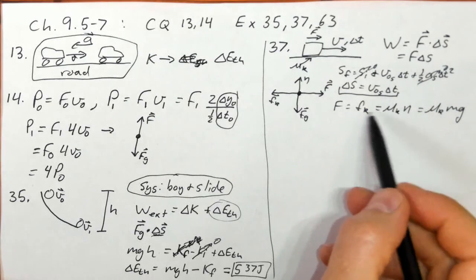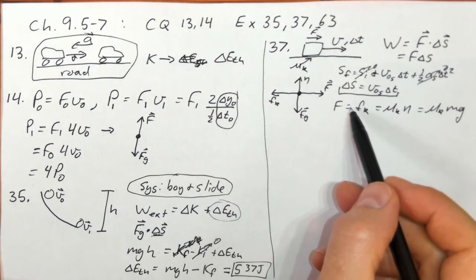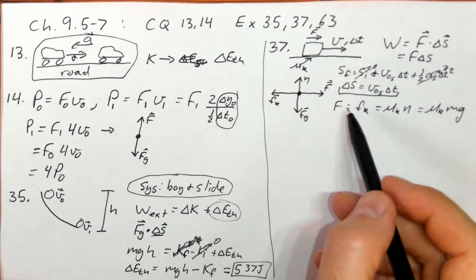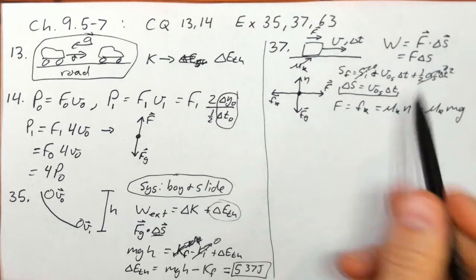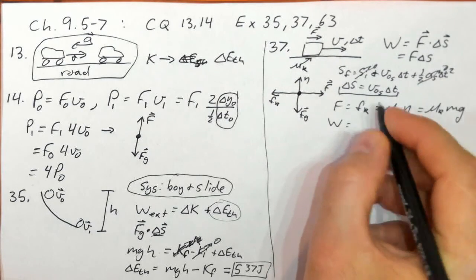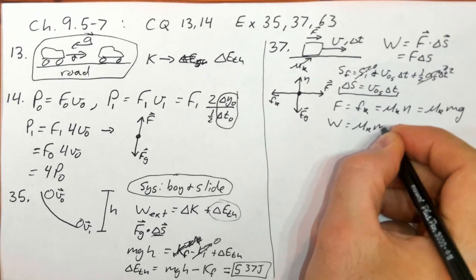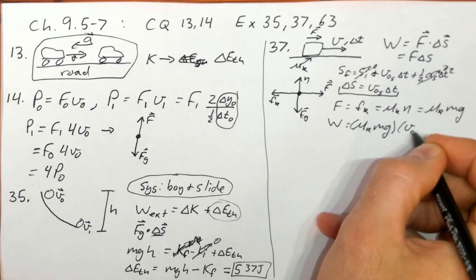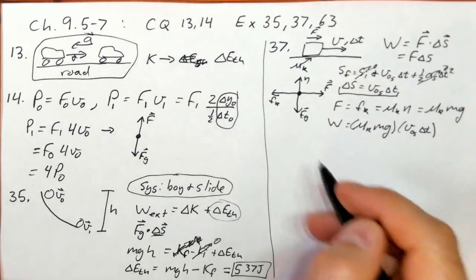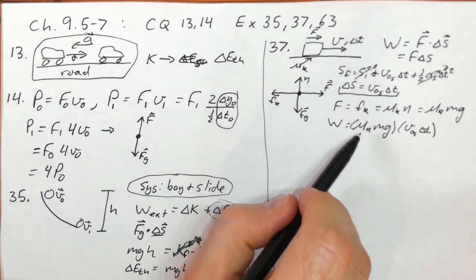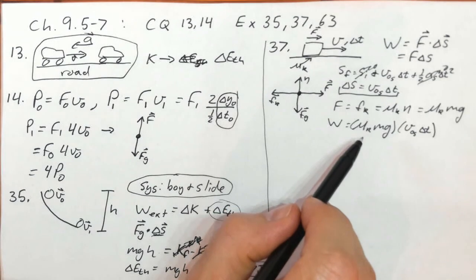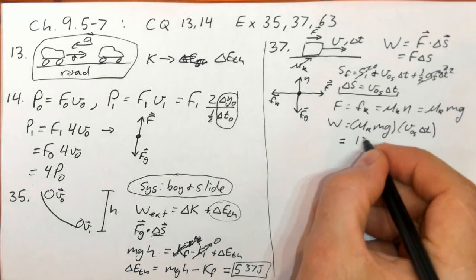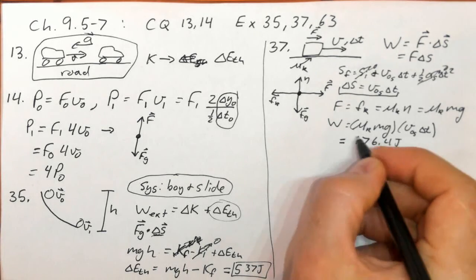Okay, and again, I use Newton's second law to equate these two together, and Newton's second law again to equate these two together. So now we have F and delta S, and we can find the work done. We have mu k mg times v0 delta t, and we have all those numbers. You have to look up the mu k in chapter 6. The value is 0.6 for steel on steel, and when you plug in all your numbers, you get 176.4 joules.